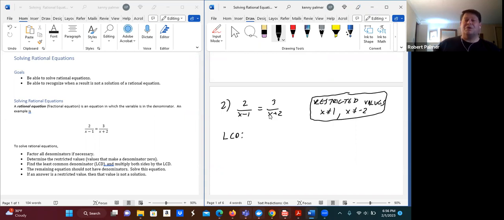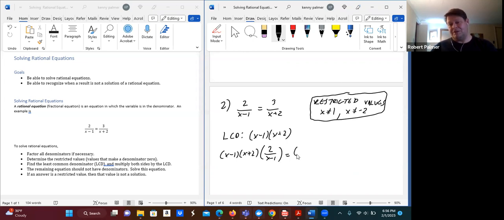So our least common denominator. Make sure our denominators are factored. If they are, then our least common denominator in this case is simply these two multiplied together. So it's going to be x minus 1 times x plus 2. And as we did above, we'll multiply both sides by that. So we have x minus 1 times x plus 2 times the left side, 2 over x minus 1, and then our LCD times the second side, so x minus 1 times x plus 2 times 3 over x plus 2.